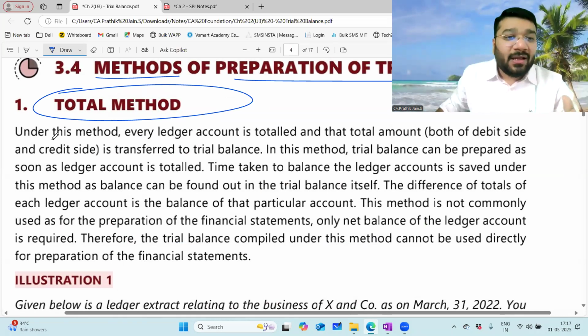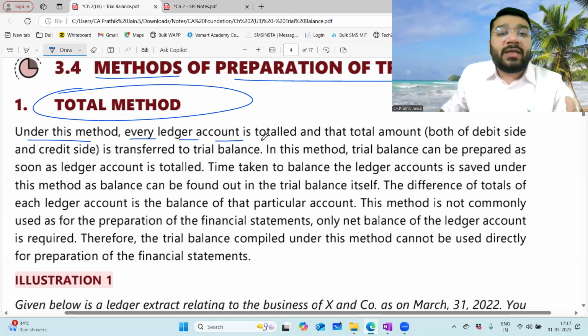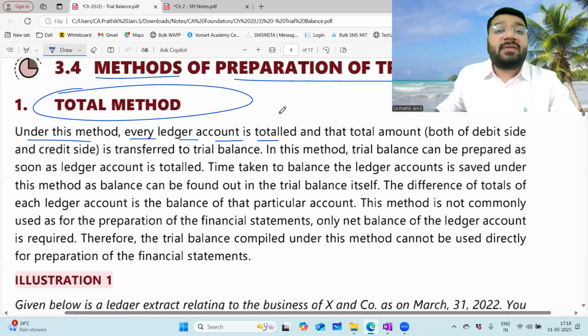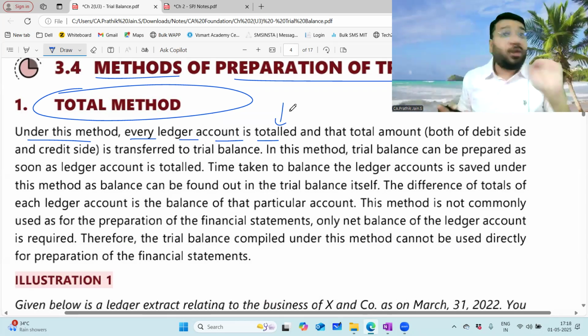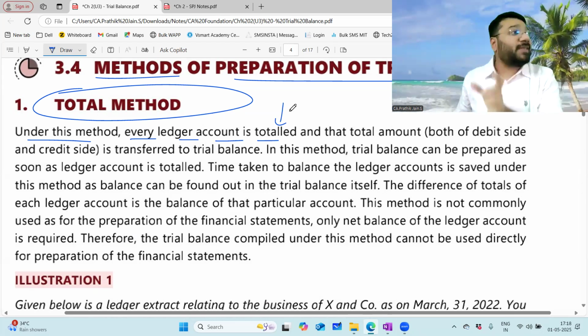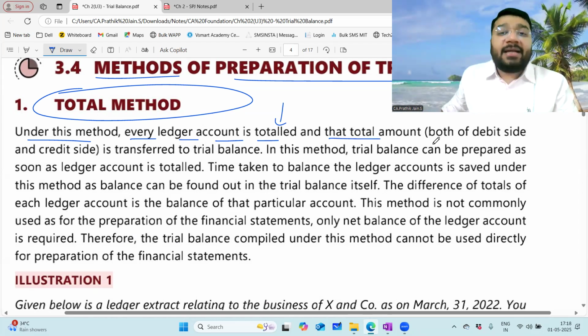Now let's see. Under this method, every ledger account is totaled. You understand the meaning of totaling? Ledger account, cash account, debit side will total, credit side will total. We'll just do the totaling. We'll not do balancing. We'll do the totaling of both the sides. And that total amount of both the debit and credit side is transferred to trial balance.